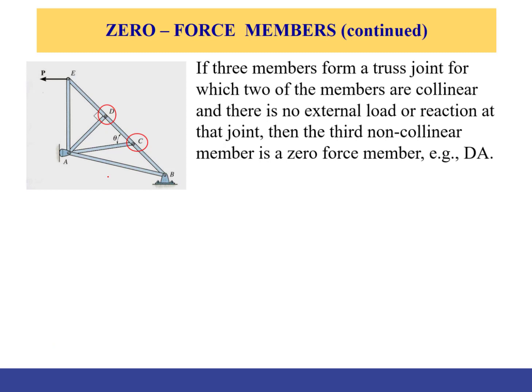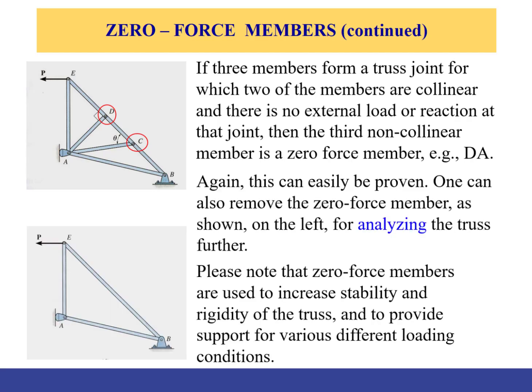Now similarly, this condition also applies for the member AC. DC and CB are in fact collinear, and the third member, which is jointed at C, doesn't have any load at C. CEA is therefore a zero force member. So in summary, you can drop AD and AC and continue with the analysis of this simple truss. Again, this is assuming that this is the kind of loading we have for the system.